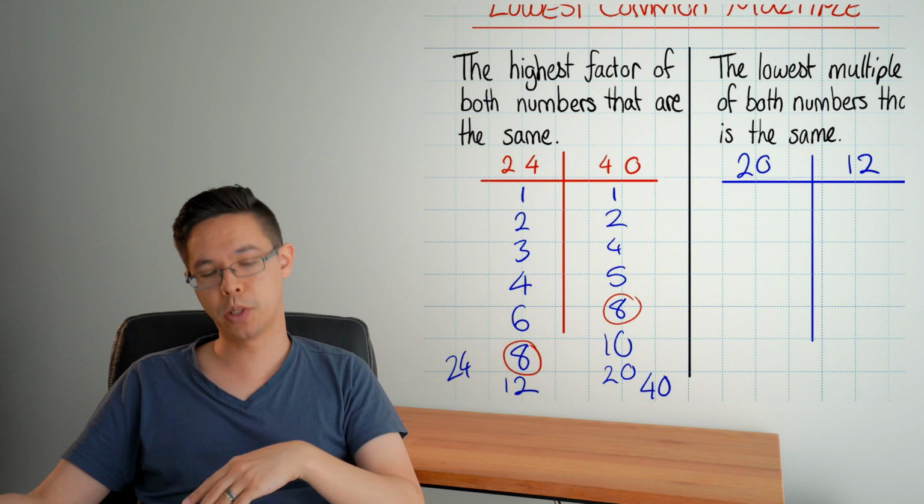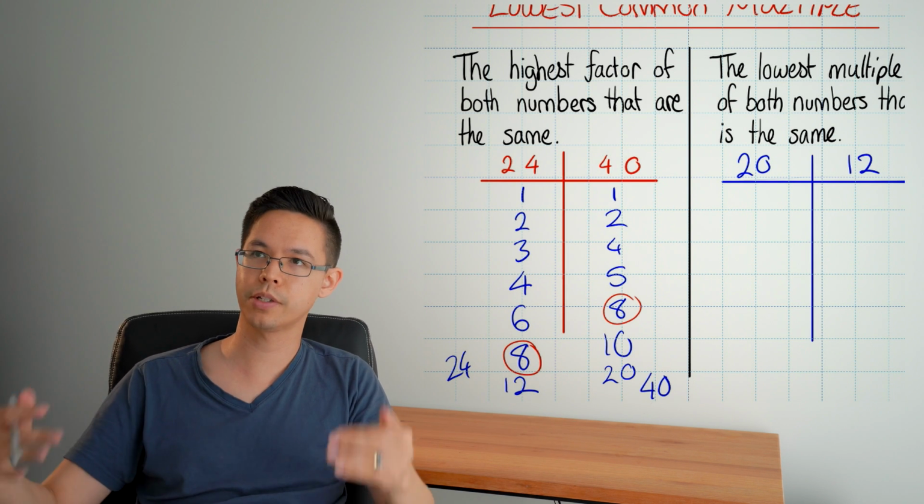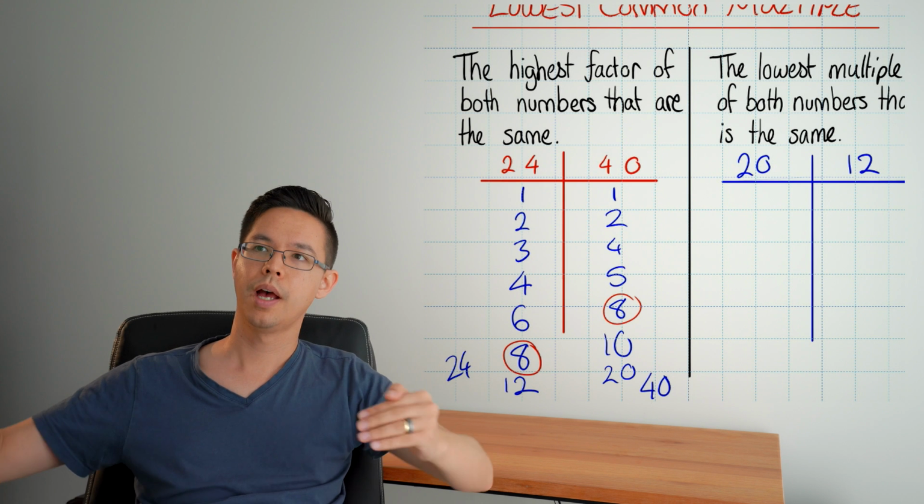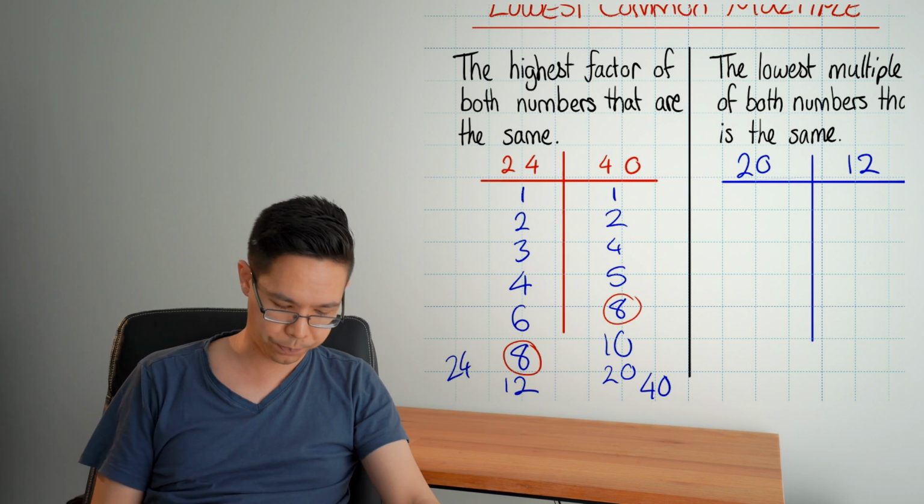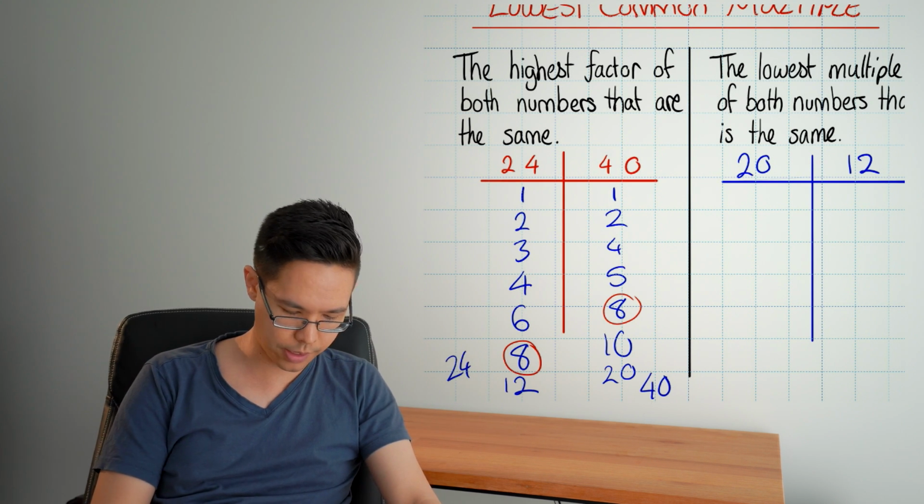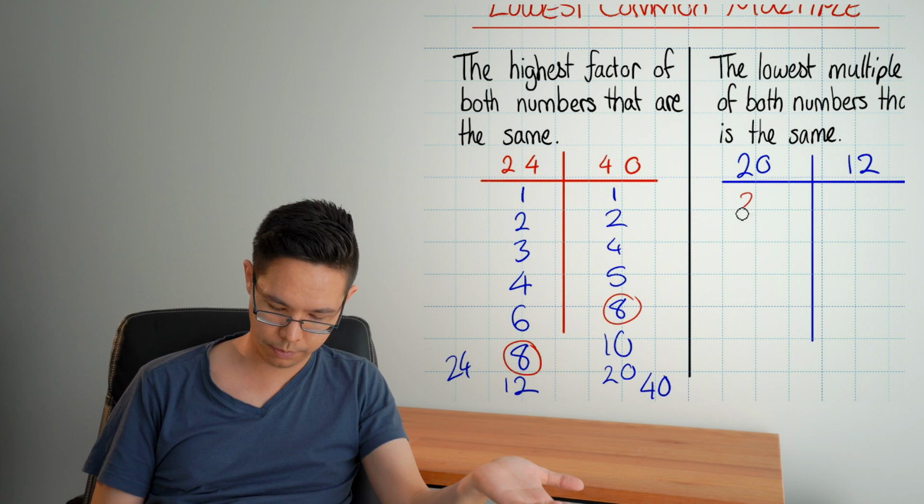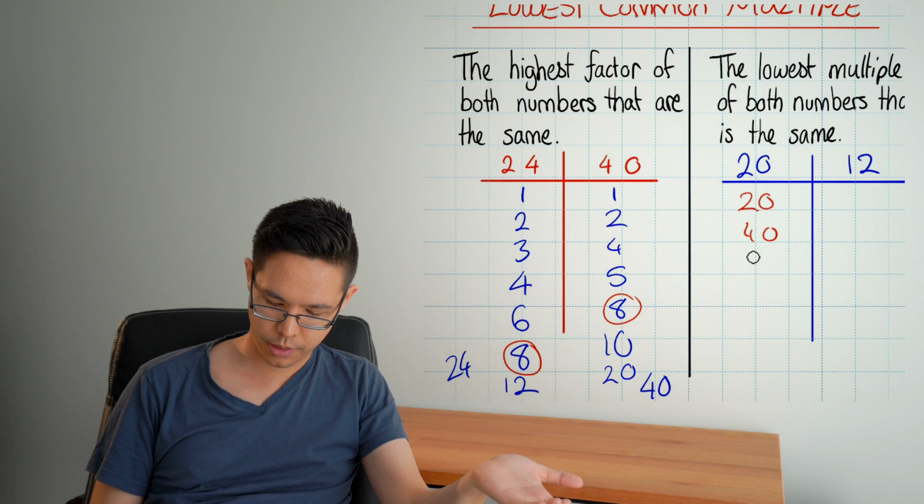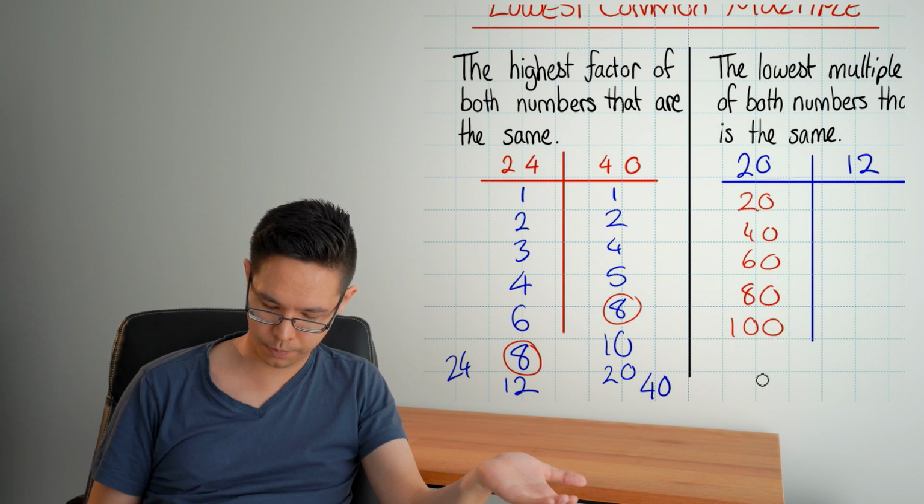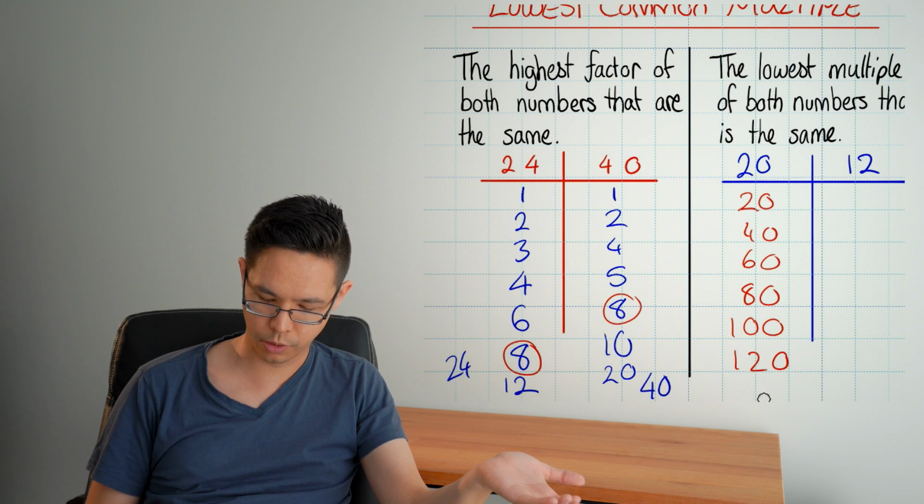Let's do lowest common multiple. So here you've got to go the other way. We're looking for commonalities that are bigger than themselves. So let's start listing all the multiples of 20. So 20, 40, 60, 80, 100, 120, and so on.